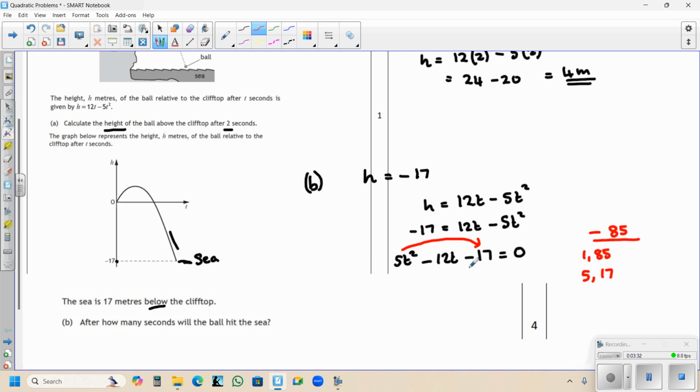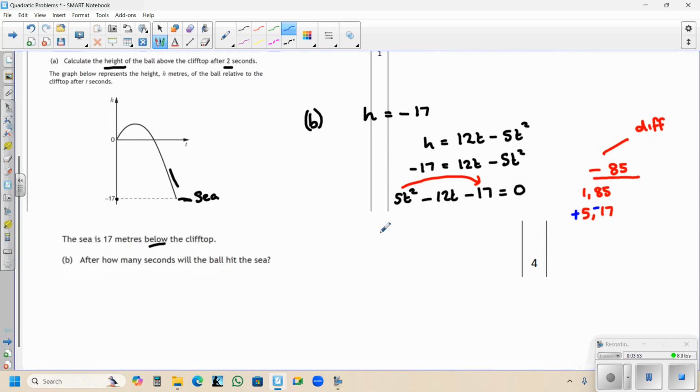Now I'm looking here, that's negative, so factors have got different signs. I'm looking for negative 12. So if they've got different signs, the one really that I want to use is negative 17 and plus 5. That would give me my negative 12. So take your time and go through that. The numbers weren't easy in that one. Okay, you just got to take your time and go through them.